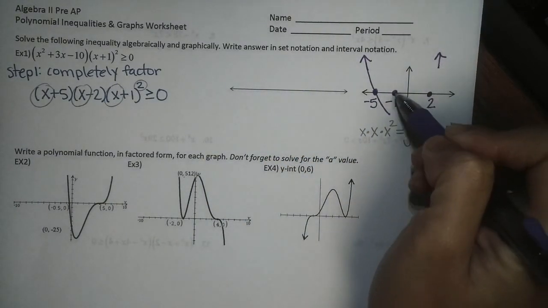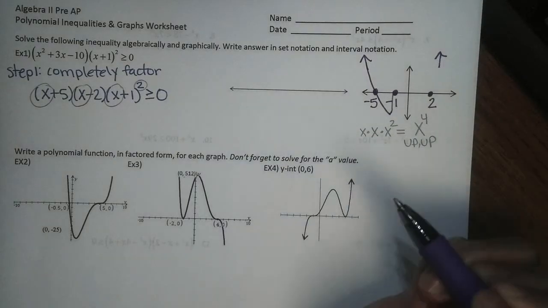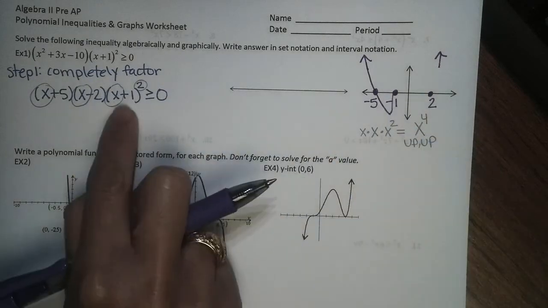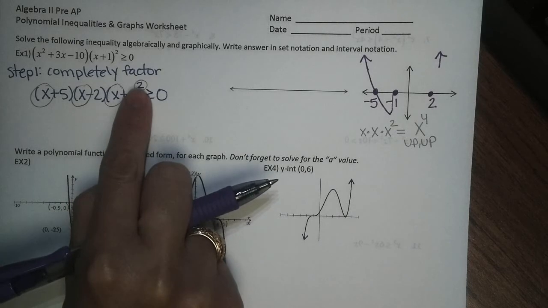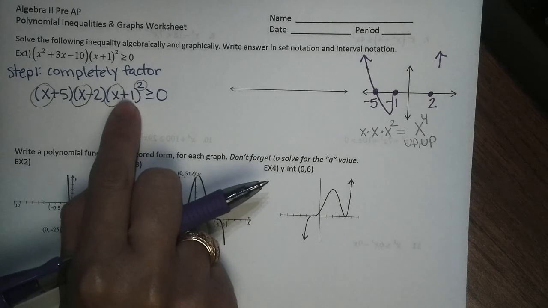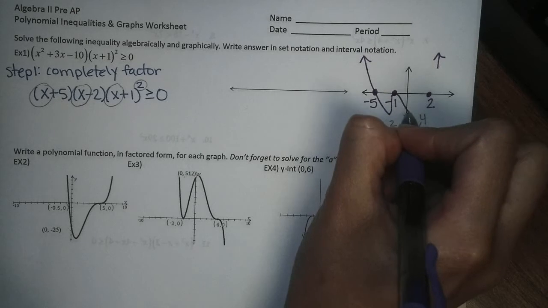Next, your graph needs to approach the second root of -1. There you go. Now let's look at where -1 came from. It came from x plus 1 squared. When a root is being raised to an even power, it doesn't cross the x-axis. Instead, it bounces off the axis. So right here, just bounce down.